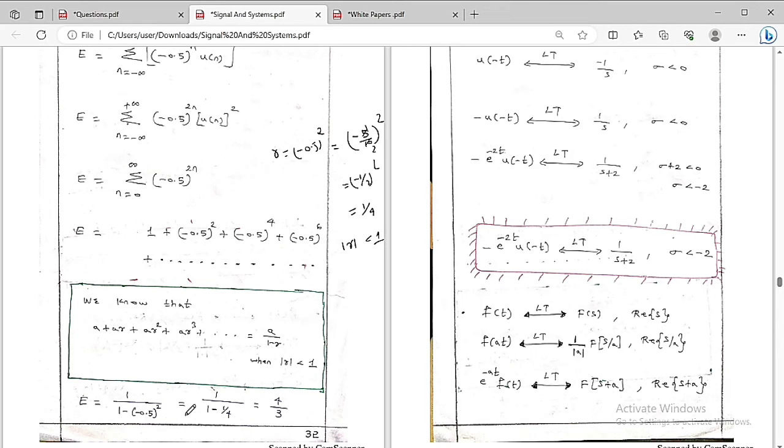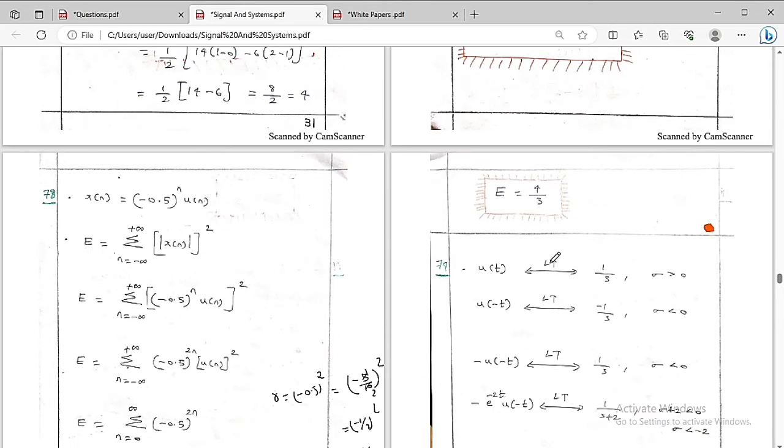If you substitute, what we are going to get is 1 by 1 minus this (minus 0.5) whole square, which is nothing but 1 by 4. So 1 by 4, if you solve this one, what we are going to get finally is 4 by 4 minus 1, which is nothing but 4 by 3. So 4 by 3 joules is the correct solution of this question. So this much amount of energy is present in the signal. So 4 by 3 joules.